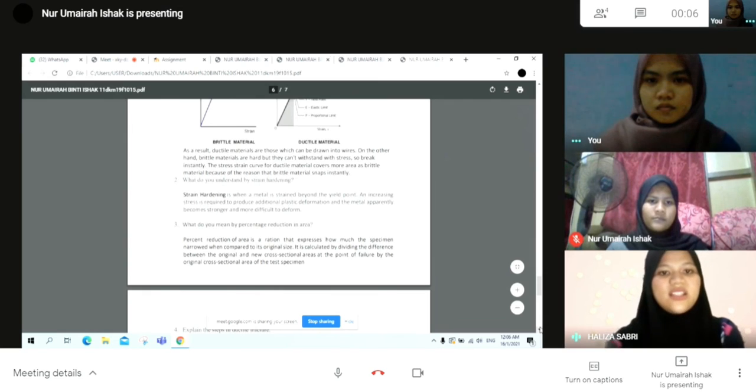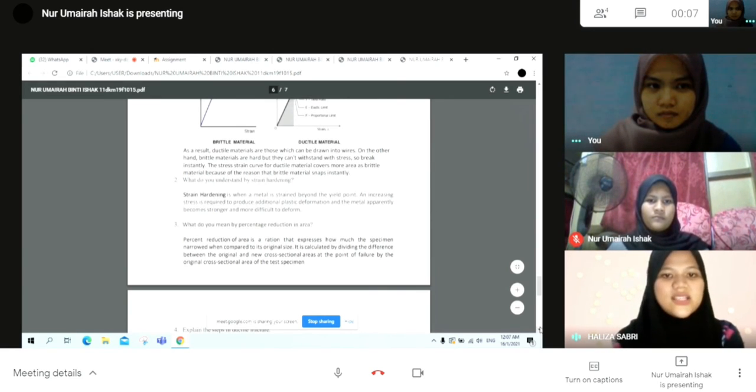Strain hardening is generally defined as heating at a relatively low temperature after cold working. During strain hardening, the strength of the metal is increased and ductility decreased. Strain hardening is when a metal is strained beyond the yield point, and increasing stress is required to produce additional plastic deformation, and the metal apparently becomes stronger and more difficult to deform.